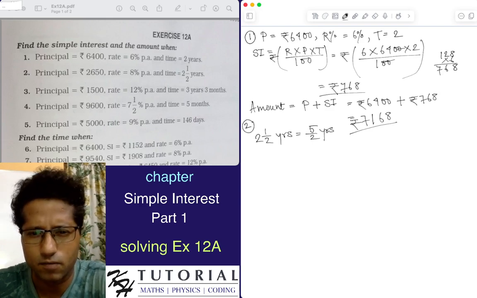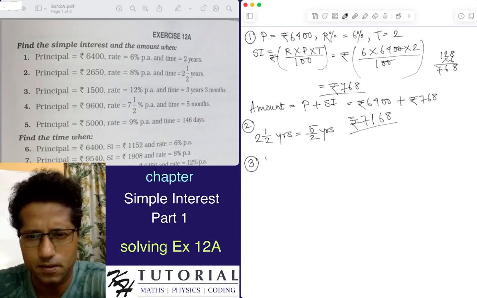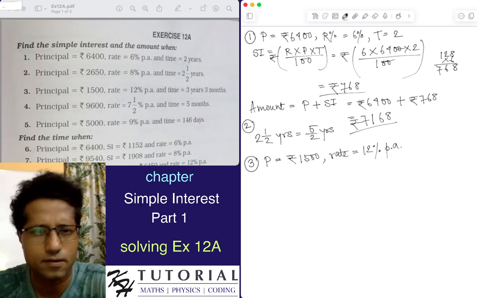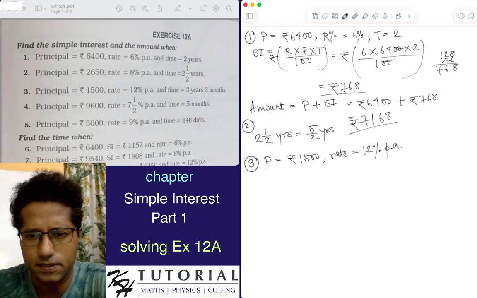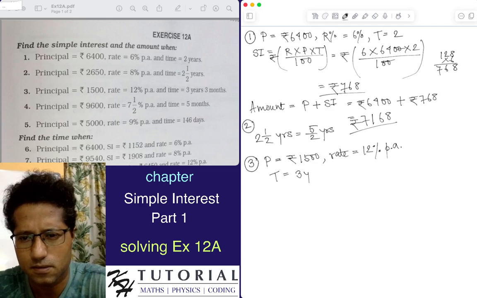Now let's say problem number 3. Over here the time is given in years and months. So principal is given as 1500, rate percent is given as 12%. This is per annum. P.A. means per annum. Now T is given as 3 years plus 3 months.